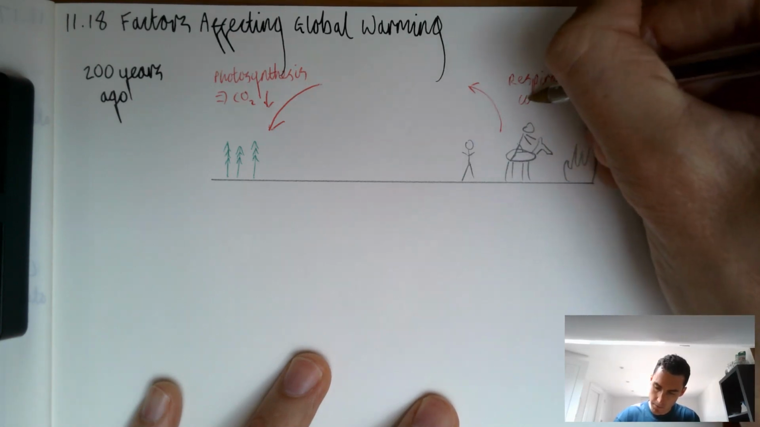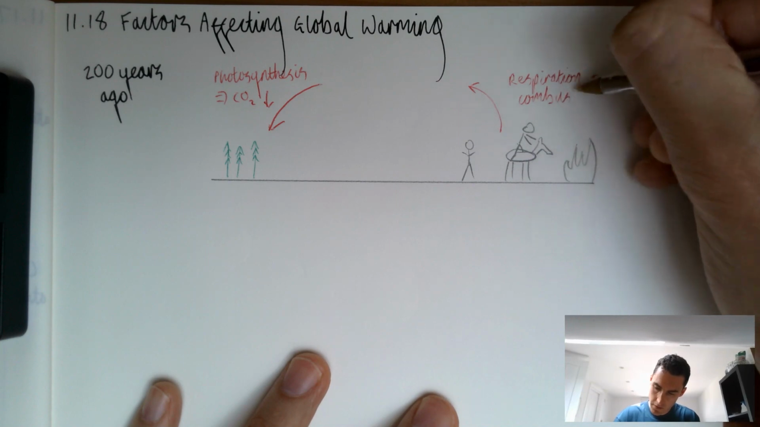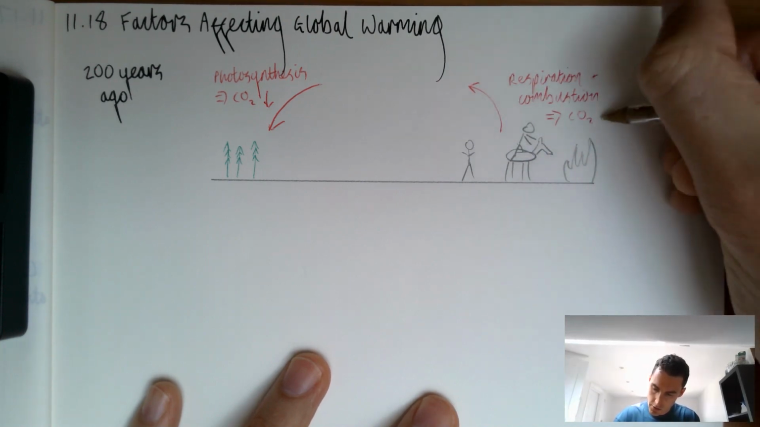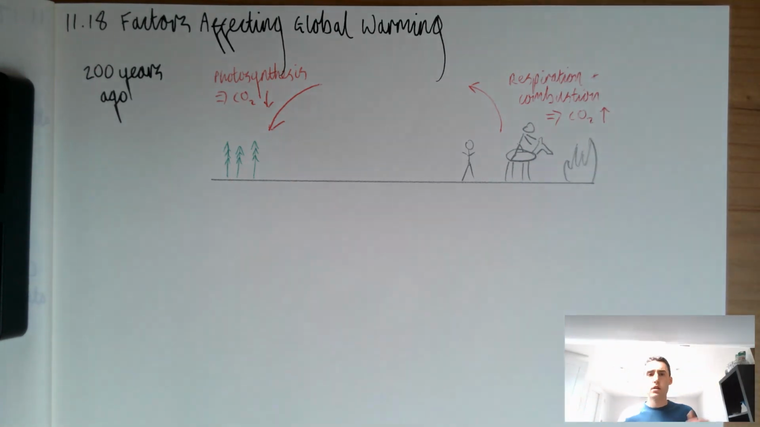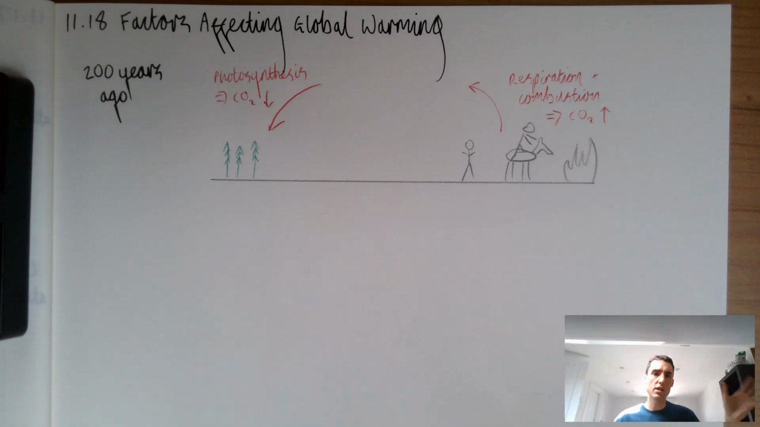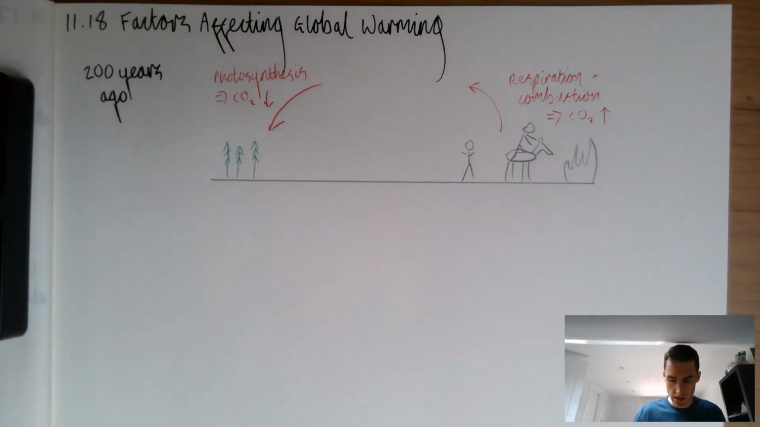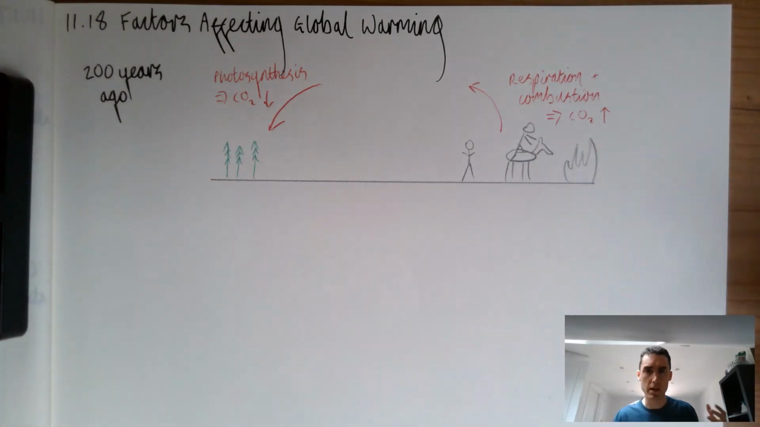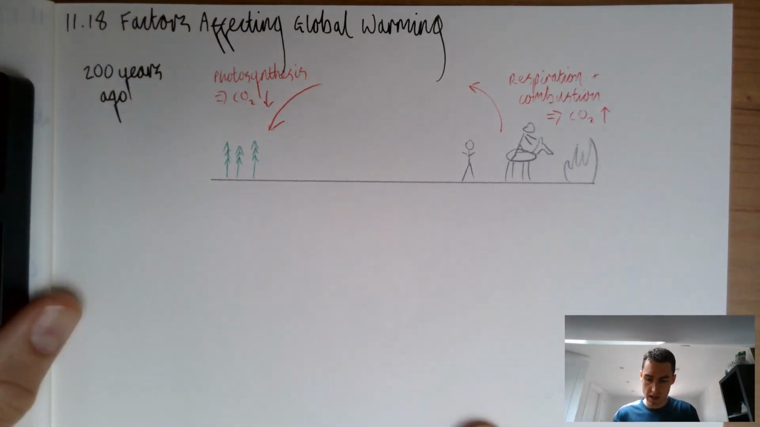And combustion, they lead to an increase in CO2. So I'll put CO2 increases. So there's the balance. Plants and trees taking it away, animals and humans and human activities like making fires increases it.